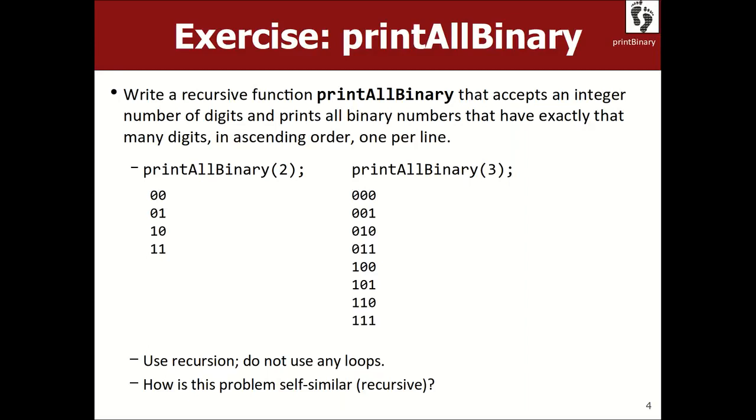So, we've solved recursion problems before. Recursion is about self-similarity, right? I have shown you as an example output what all the two-digit binary numbers look like. I have also shown you what all the three-digit binary numbers look like. How is this self-similar? How is printing binary numbers similar to printing other binary numbers?